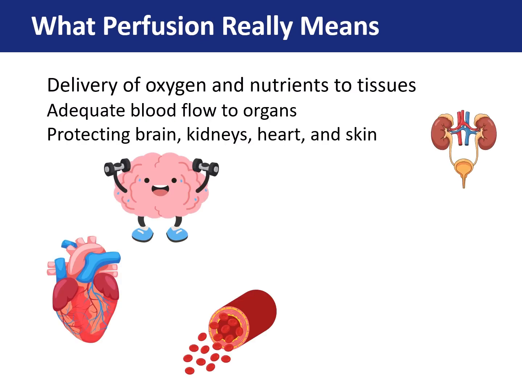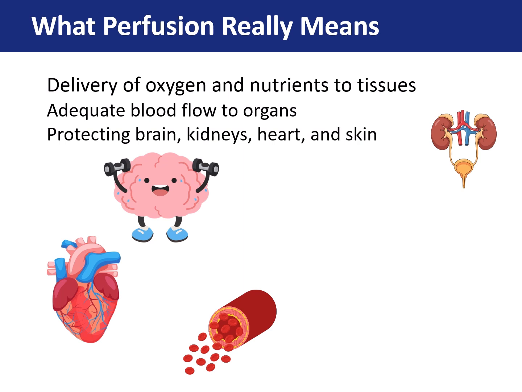Now, what actually is perfusion? Perfusion is when blood delivers oxygen and nutrients to the tissues, and that's it. If perfusion is adequate, the brain is alert, the kidneys make urine, the skin is warm, lactic acid stays low. However, if perfusion fails, your patient is going to have confusion, hypotension, oliguria, so low urine output, cool extremities, and shock.